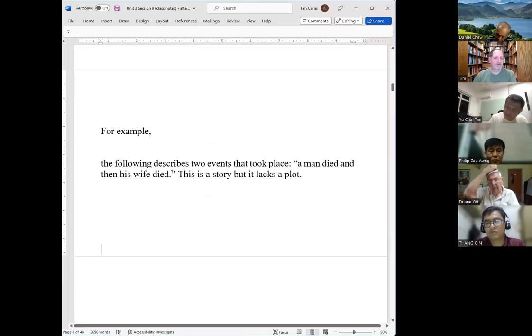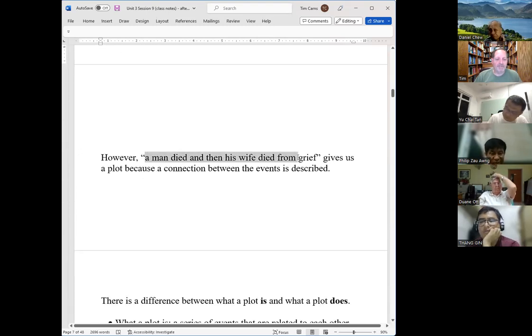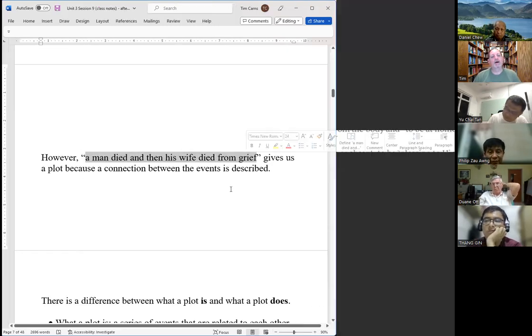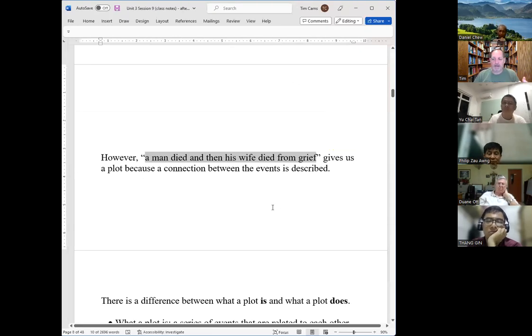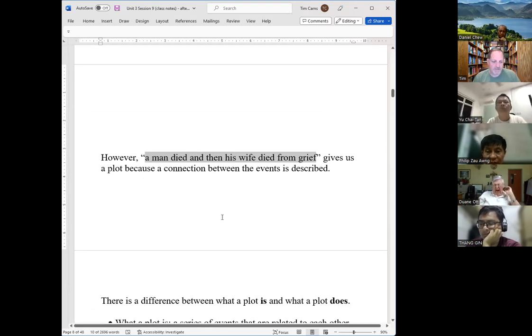Here's a statement that describes two events that took place. A man died and then his wife died. This can be a story, but it lacks a plot. Now, if you say a man died and then his wife died from grief, now you're developing a plot. You've connected those events together to communicate a message.